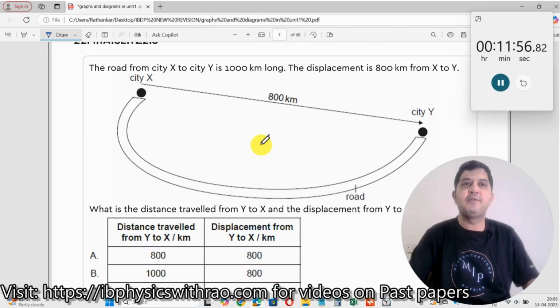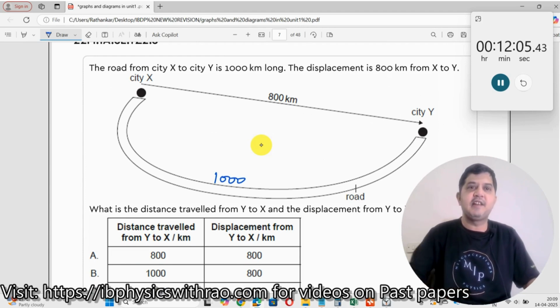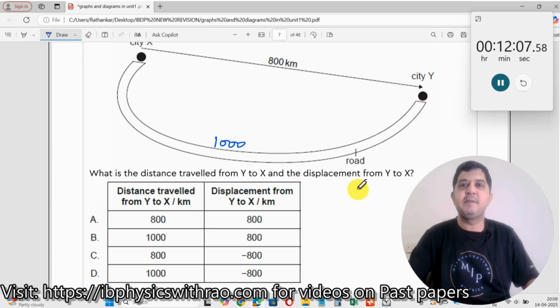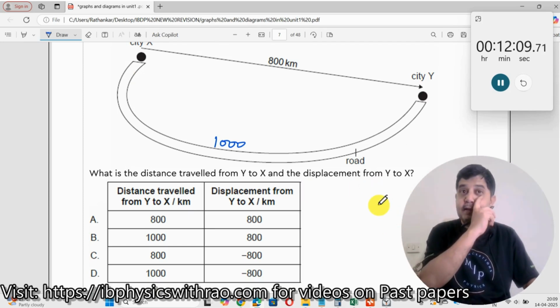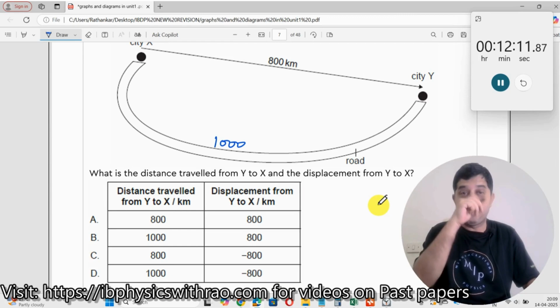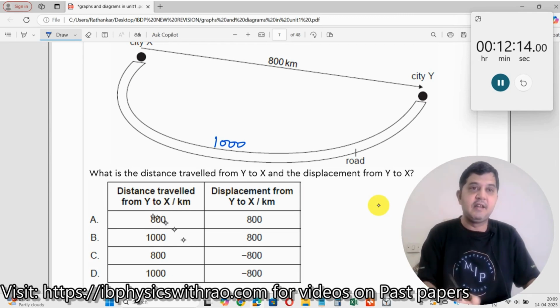Then the road from city x to y is 1000 kilometers long. Okay, 1000 kilometers long here. Let me write it down. The displacement is 800 kilometers from x to y. Then what is the distance traveled from y to x and the displacement from y to x? See, the distance does not become negative. It never becomes negative, so distance should remain constant. Therefore, the distance traveled from y to x should also be the same. So these two are incorrect.